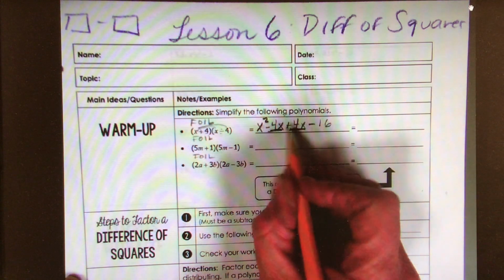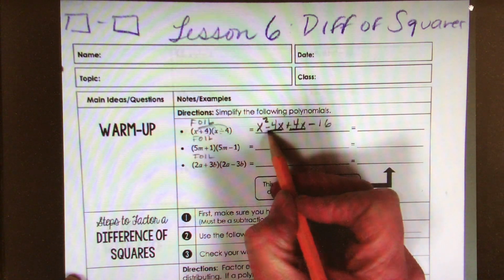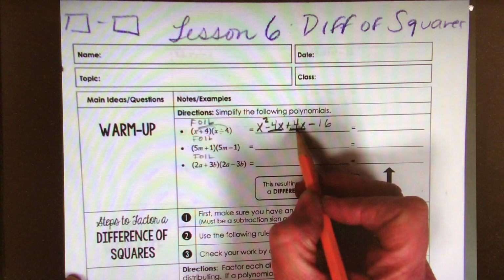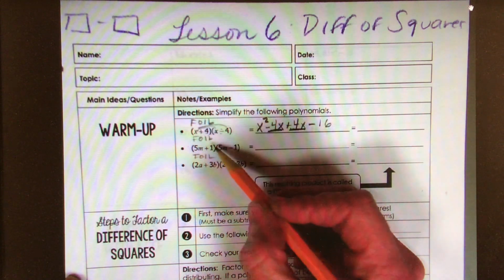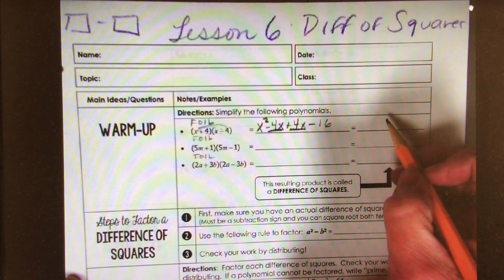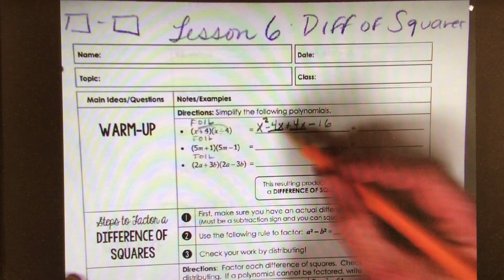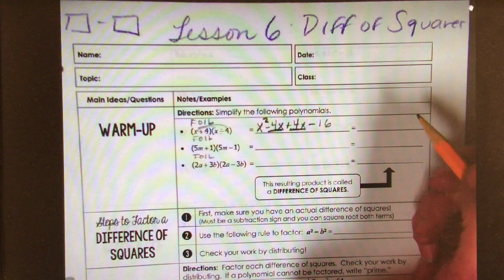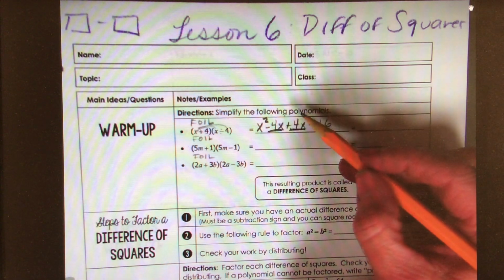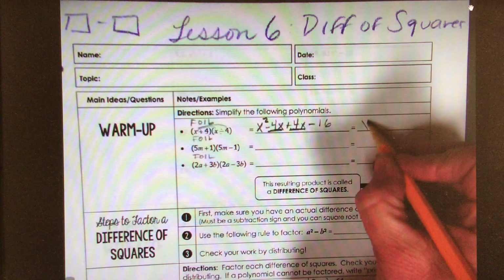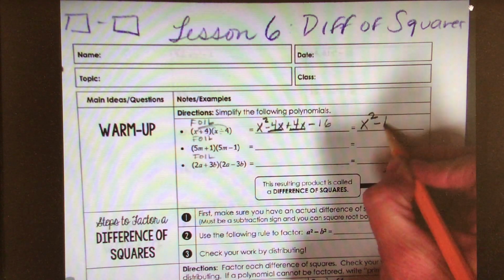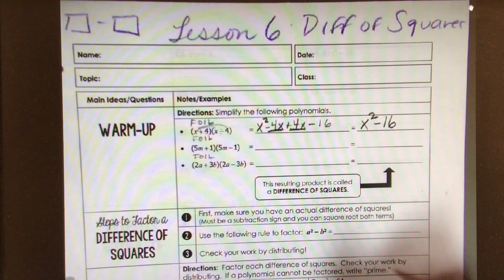Well, if you notice here, I have opposite numbers. I have negative 4x and I have positive 4x. These are special terms, we're going to find out: when we combine them, they go away. They become 0. Negative 4x plus 4x is 0. So I'm left with x squared minus 16.